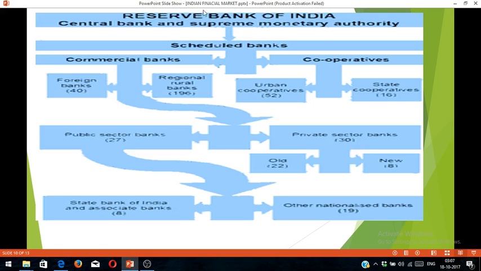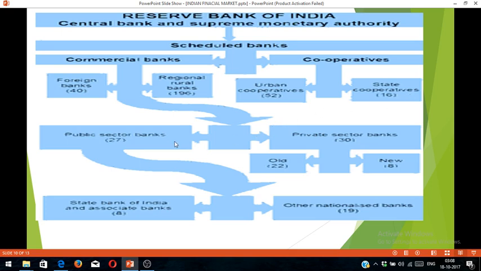If you see the hierarchy of banks, the topmost regulator of all banks is the Reserve Bank of India, which is the central bank and the Supreme Monetary Authority of India. Under this come scheduled banks, which are of two types: commercial banks and cooperative banks. Among commercial banks, around 40 foreign banks are operating, and around 196 regional rural banks are working. Cooperative banks are of two types: urban cooperative banks, of which there are 52, and state cooperative banks, of which there are 16.